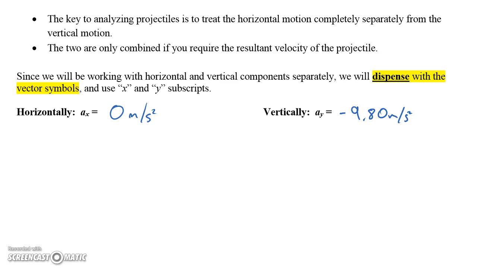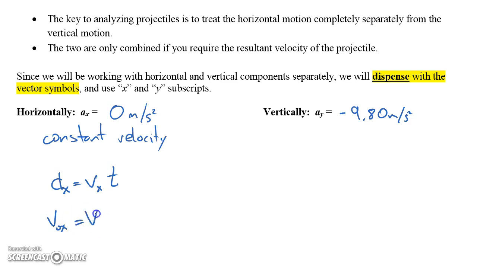Horizontally, we actually have 0 acceleration. Our acceleration, if we're in free fall, is caused by gravity, which is pointed downwards, which is vertical. So horizontal has no acceleration, which means it's constant velocity. So our only equation that we can use is dx equals vx times t. And that's so that v naught x at the beginning is vx at the end.